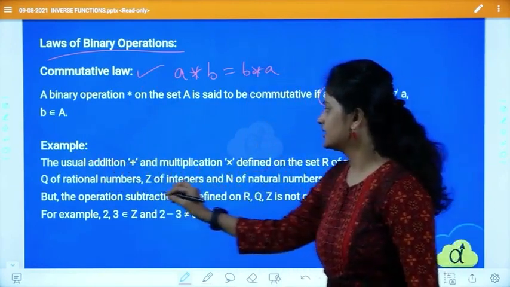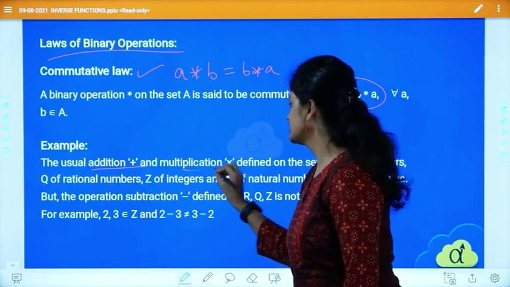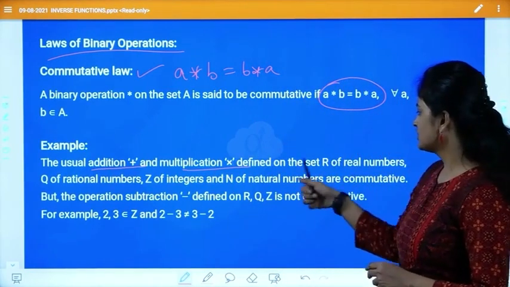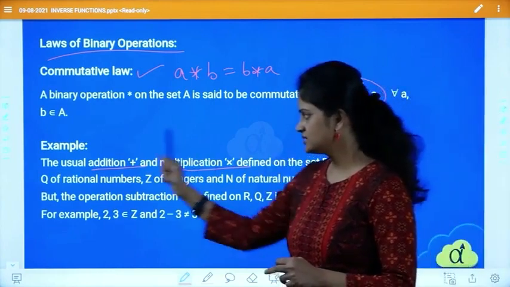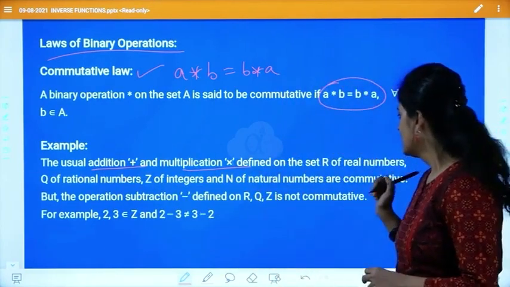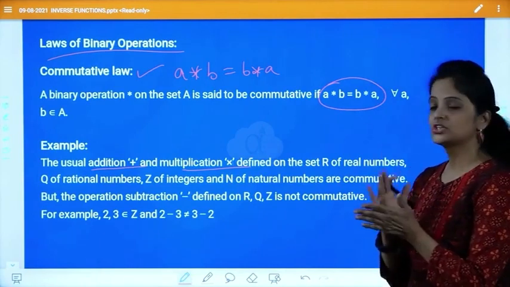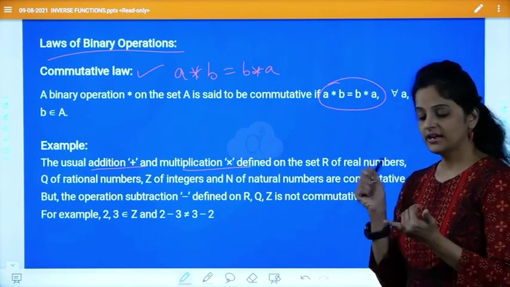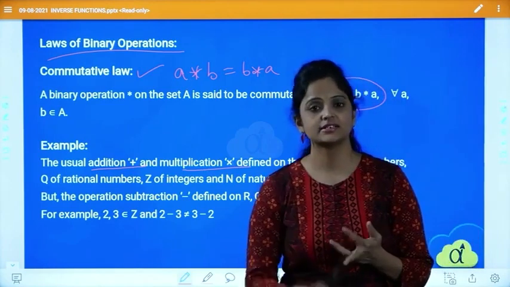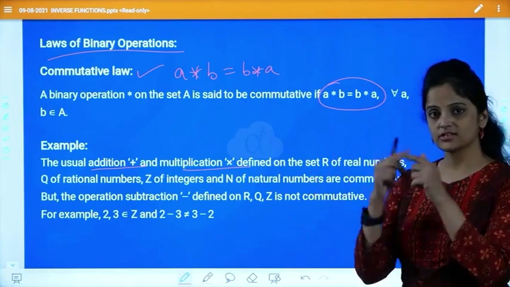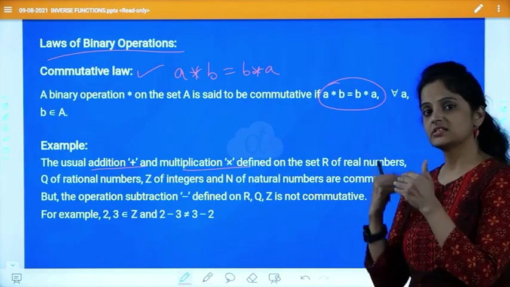Example is given here: addition and multiplication are always commutative on the set R of real numbers, and Q, Z, N are also commutative. Remember this. This will help you actually. Addition and multiplication, when you are talking real numbers, rational numbers, integers, natural numbers, everywhere. Whole numbers are not considered because zero comes there.